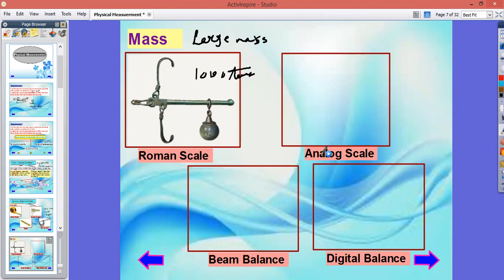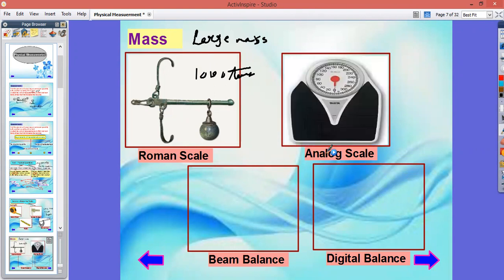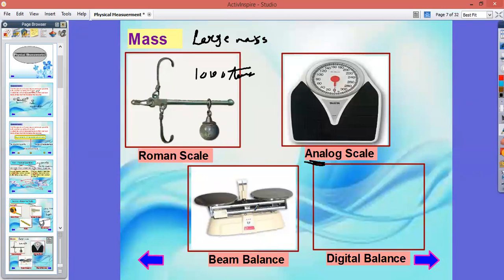What about another one? Analog scale. What is the meaning of analog scale? Any scale that has a pointer is called an analog scale. So number one, Roman scale. Number two, analog scale. What about the beam balance? It's common. All of us know the shape of the beam balance. It is used to measure the mass.